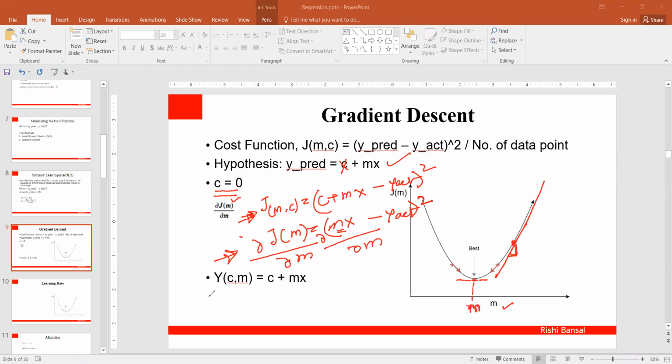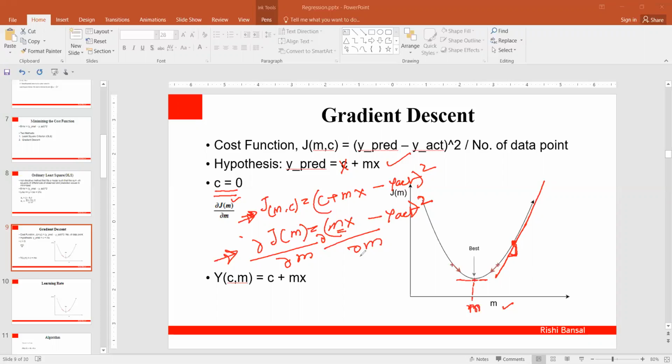This is a little bit of mathematics, so you may find it a little difficult to understand. Don't worry, we'll give you enough time to understand this.